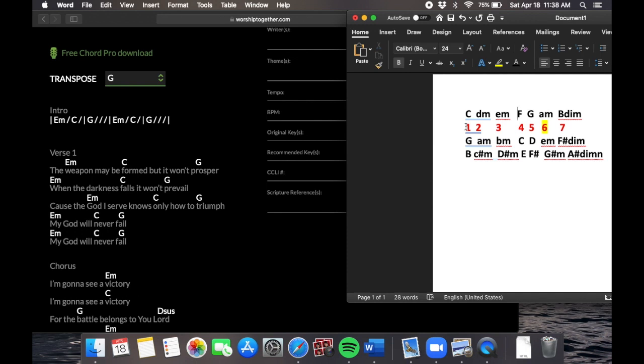4, back to 1, 4. So you start building that relationship and you start hearing the music, start feeling the music, start seeing the colors as opposed to looking at the chord chart mathematically with numbers.